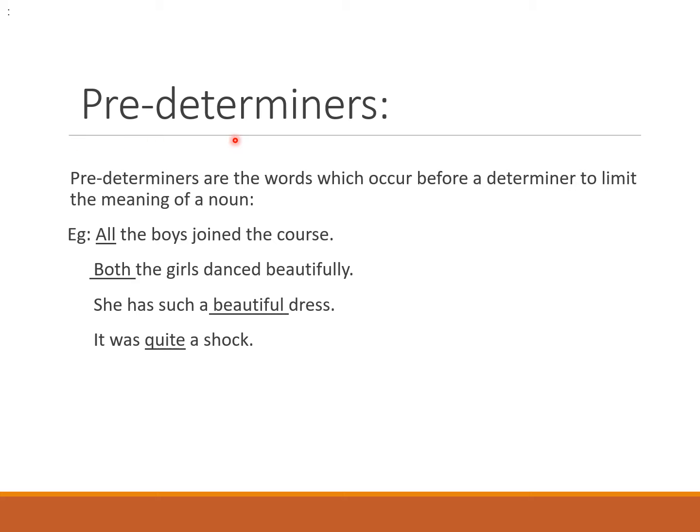First comes predeterminers. Predeterminers are the words which occur before a determiner to limit the meaning of a noun. "All the boys joined the chorus." "Both the girls danced beautifully." "She has such a beautiful dress." "It was quite a shock." Here all the underlined words work as predeterminers which limit the meaning of the noun.